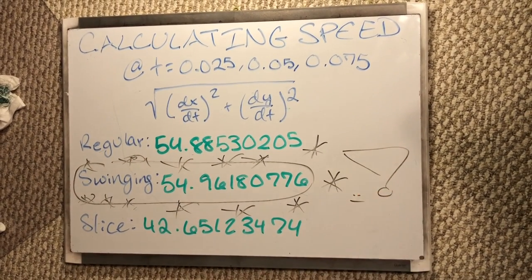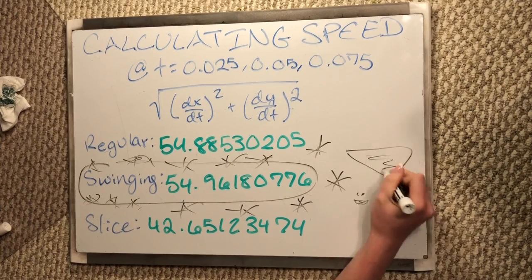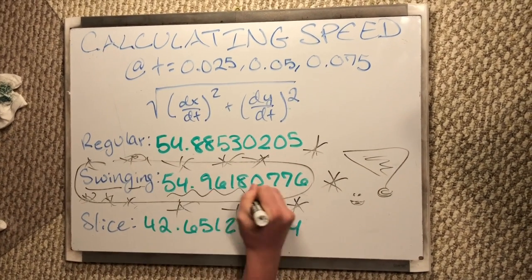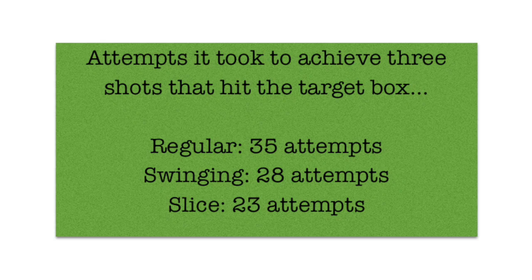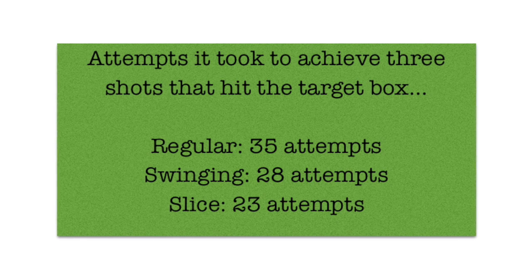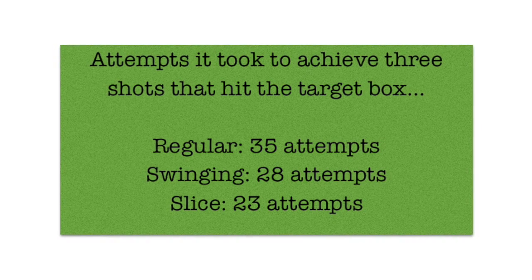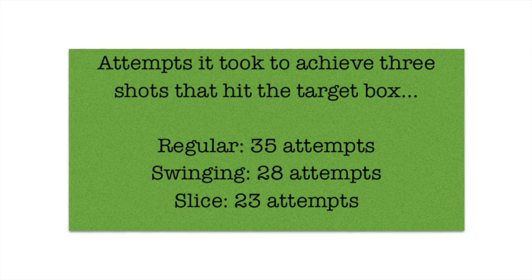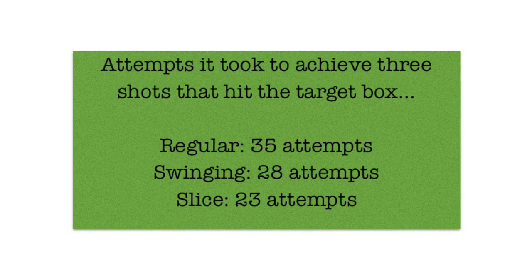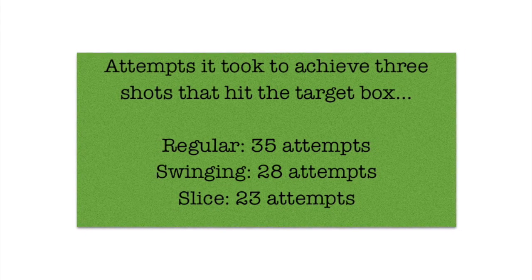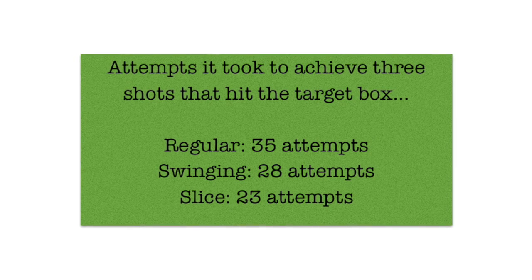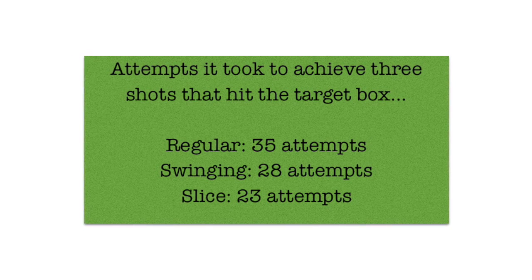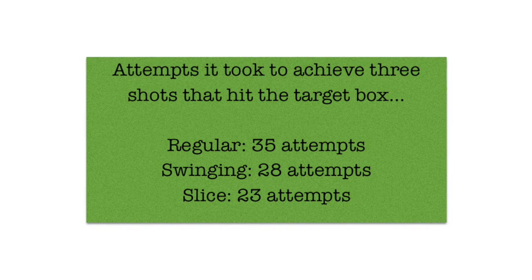But it is also important to consider the accuracy with which she can hit these shots at the target box. So, in considering the attempts it took to achieve 3 shots that hit the target box for each separate shot, regular led with 35 attempts, followed by swinging with 28 attempts and slice with 23 attempts. Therefore, slice was the best shot based entirely on accuracy alone, as it took the least attempts.